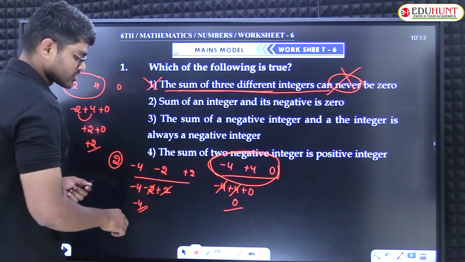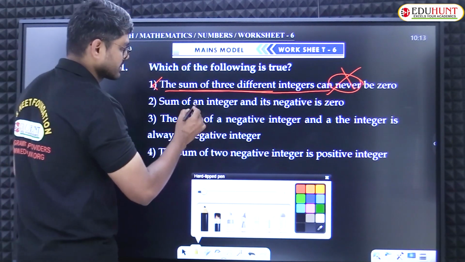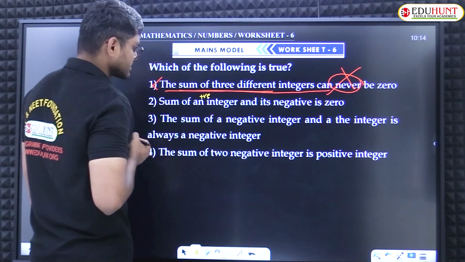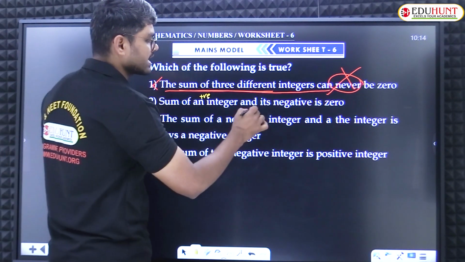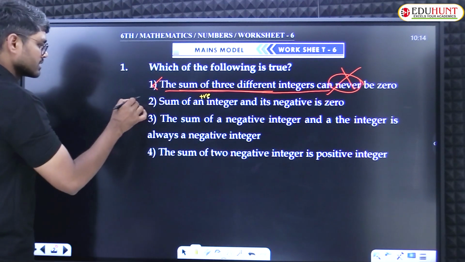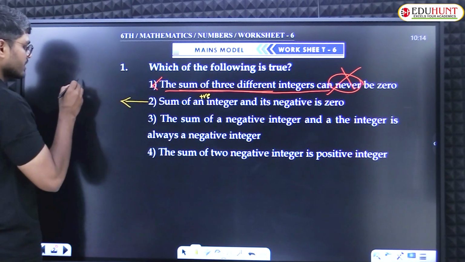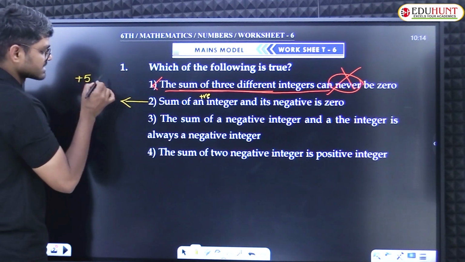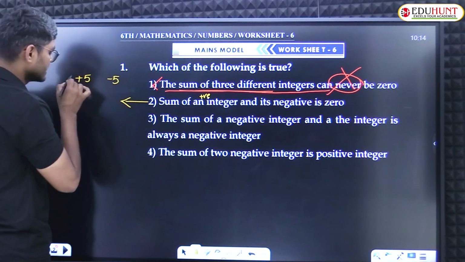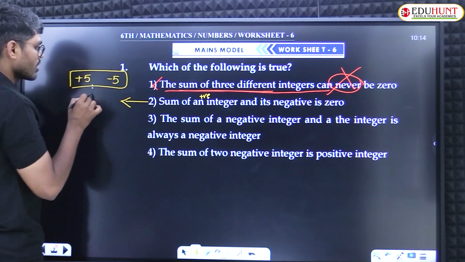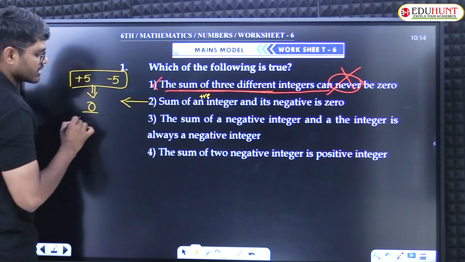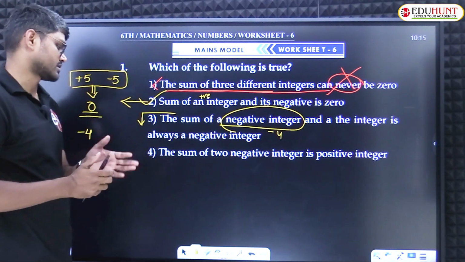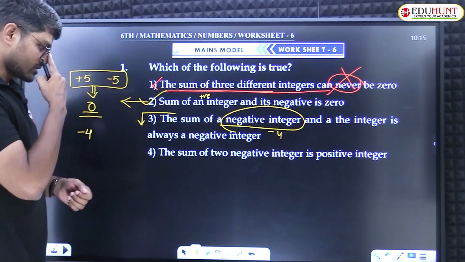Let's check the next option. The sum of a positive integer and its negative is 0. For example, let's take positive integer plus 5 and its negative is -5. The sum of these two numbers is obviously 0 only. So this option is the correct answer for this question. Right. Let's move on to the next one.